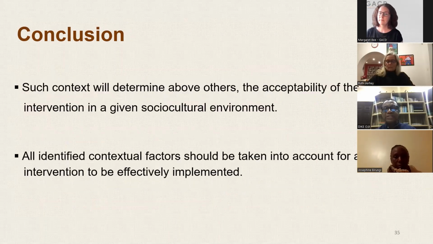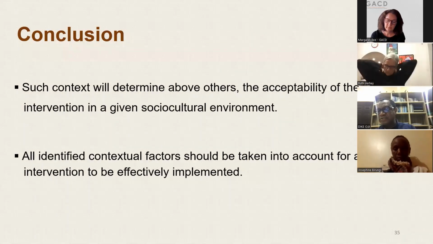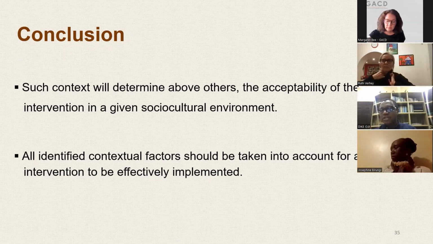So context will determine, above all, the acceptability of the intervention in a given socio-cultural environment, and all identified contextual factors should be taken into account for any intervention to be effectively implemented. That is why we identified that we needed to train our scientists, train our dietitians, and expand our relevant stakeholders, especially the advisory board, if there's going to be buy-in. And we also identified that there's already a policy document driven by the Federal Ministry of Health, so we have to align closely with them so that there will be buy-in into our program.